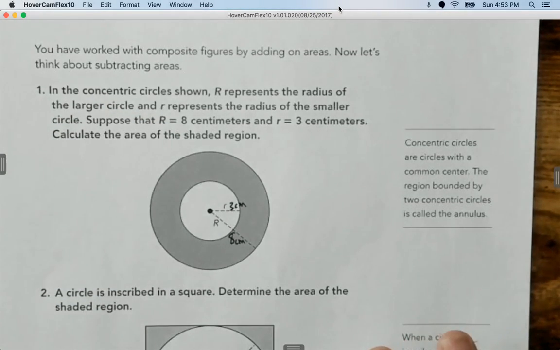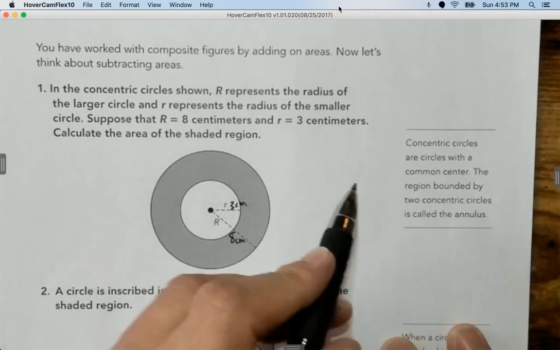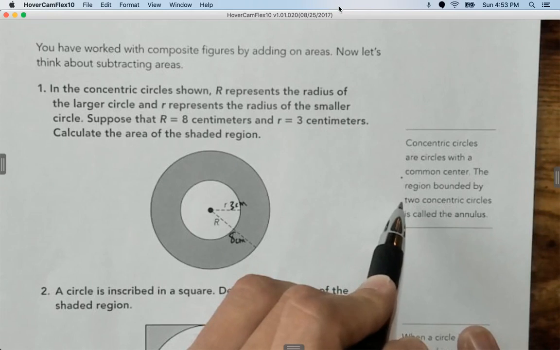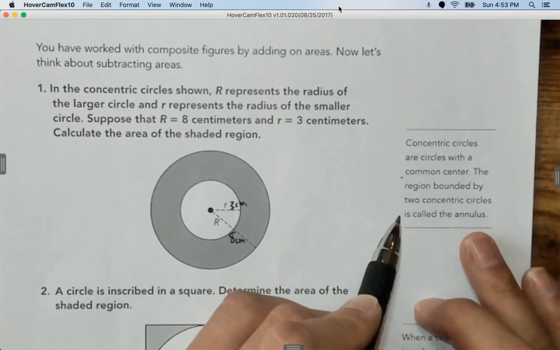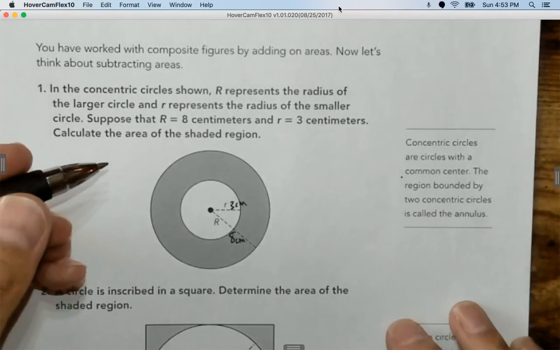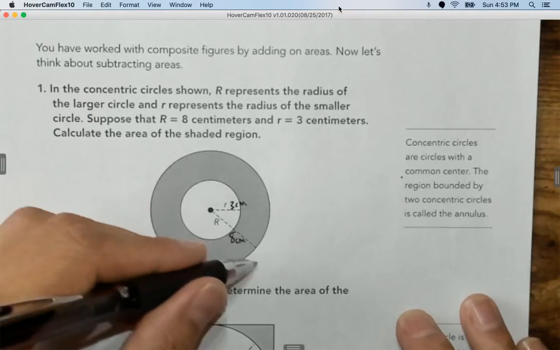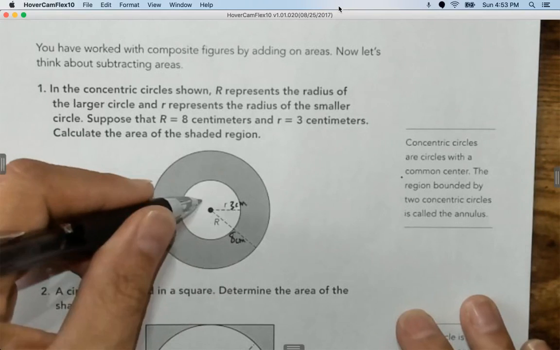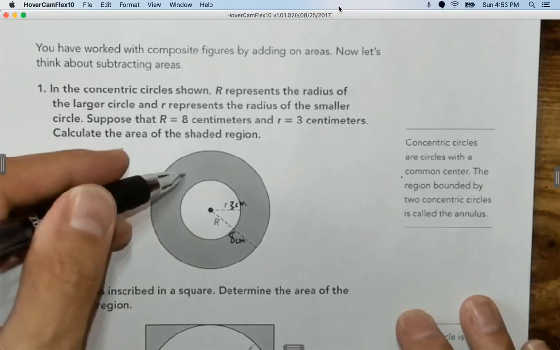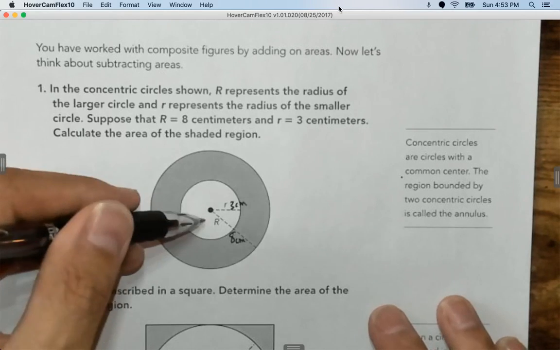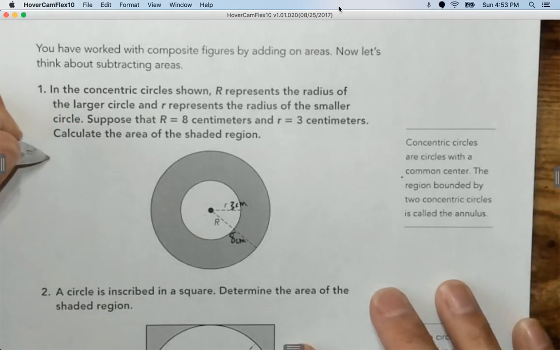Calculate the area of the shaded region. Notice that concentric circles are circles with a common center. The region bounded by the two concentric circles is called the annulus. All right. So what I need to do is figure out the larger circle, then figure out the smaller circle, and then take the larger circle and subtract away the not shaded smaller circle.